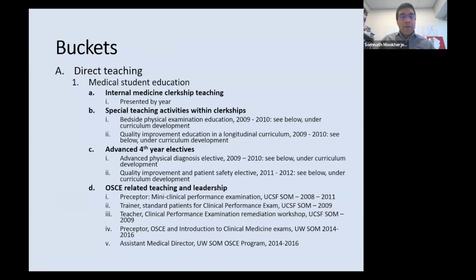I'm going to go back to show what I mean by buckets. So these are buckets. Okay, serious illness communication simulation. Yeah, great. Thank you, Lindsay. Great example. Mentoring workshops for Diabetes Institute. Great. And these become subtitles under direct teaching. And then you're able to organize all the teaching that you do.